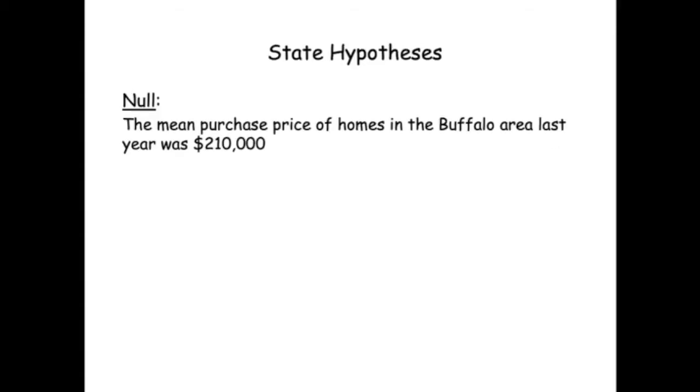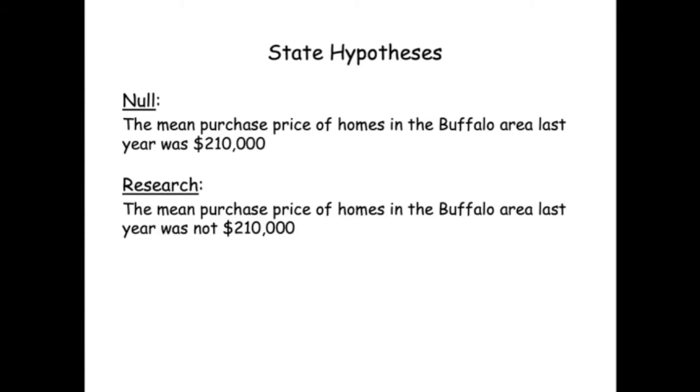The null hypothesis is that the mean purchase price of homes sold in Buffalo last year was $210,000. And the research hypothesis is that it wasn't $210,000. We didn't specify a direction for the difference, so this is a two-tailed test.